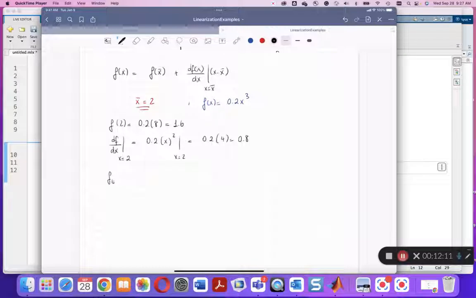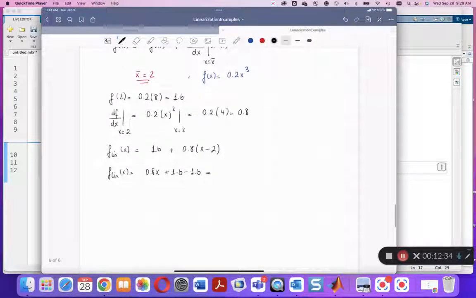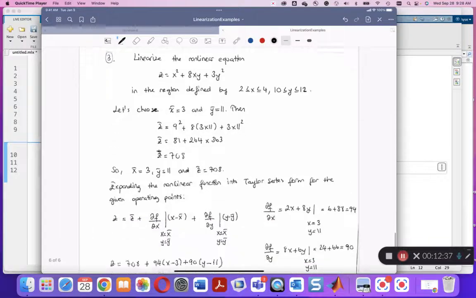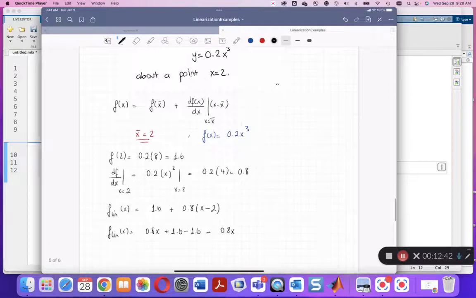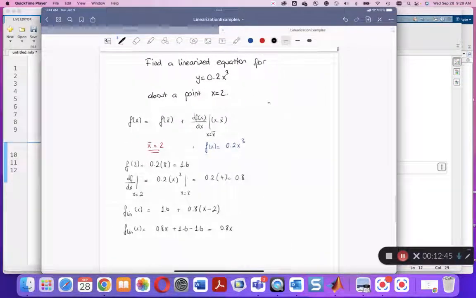From here, your linearized equation, which is just a function of x, will be equal to 1.6 plus 0.8 times x minus x bar, which is 2. So from here, your linearized equation will be equal to 0.8x plus 1.6 minus 1.6, which is just equal to 0.8x. Let me confirm this. Let me go back. No, actually, I made a mistake. Let me correct my mistake. Somewhere else, as you see in the equation, there is this mistake.